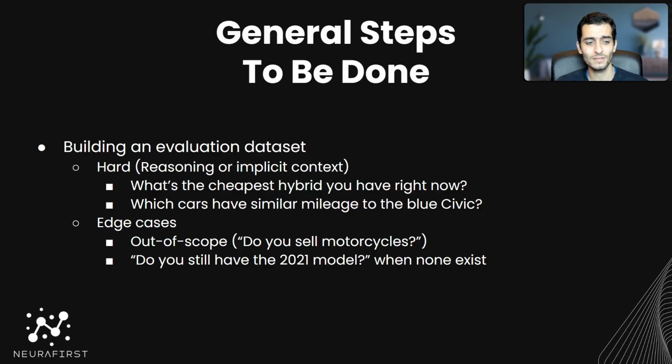And we'll also have a special type of questions that involve edge cases. So for example, do you sell motorcycles? We know that the answer will most likely be no, because this is a car dealership, right? So we do that on purpose to test whether the AI will be hallucinating something. Or we also have questions like, do you still have the 2021 model, when no one exists, right? To double check whether the AI will be hallucinating or not. So it is very important to include those types of questions in the evaluation dataset.